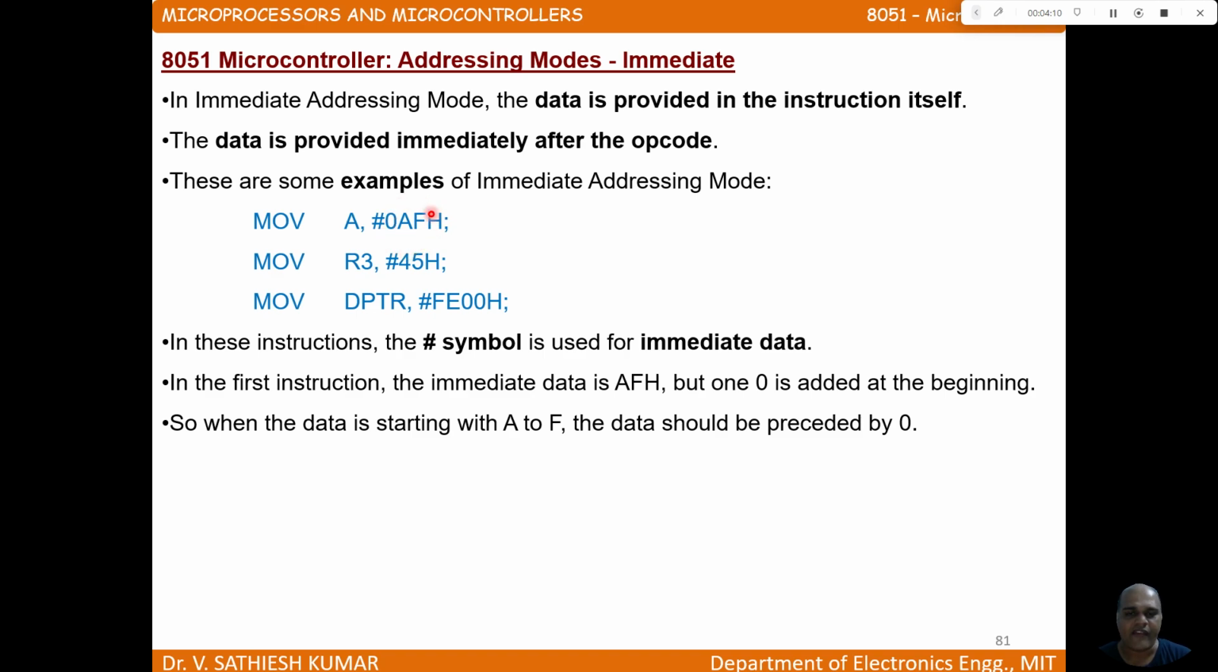Whenever we have data where the MSB nibble is in the range A to F, we have to add 0 in front of it. So what we do essentially here is move AF into the accumulator. In the second instruction, MOV R3, #45, we move 45 to the R3 register. In MOV DPTR, #0FE00H, 16-bit data is moved onto the data pointer. This hash symbol indicates the data is in the instruction itself.